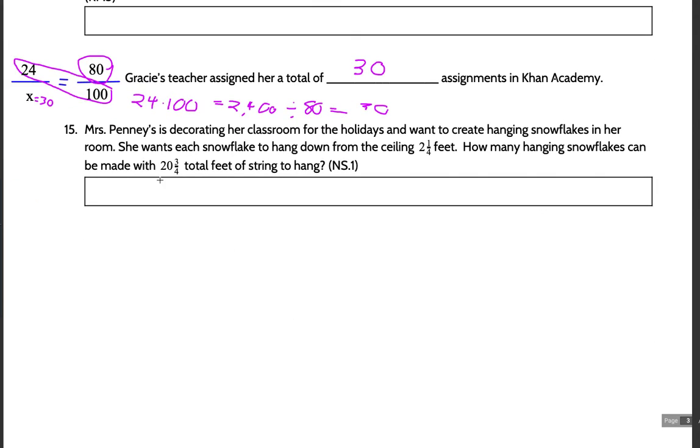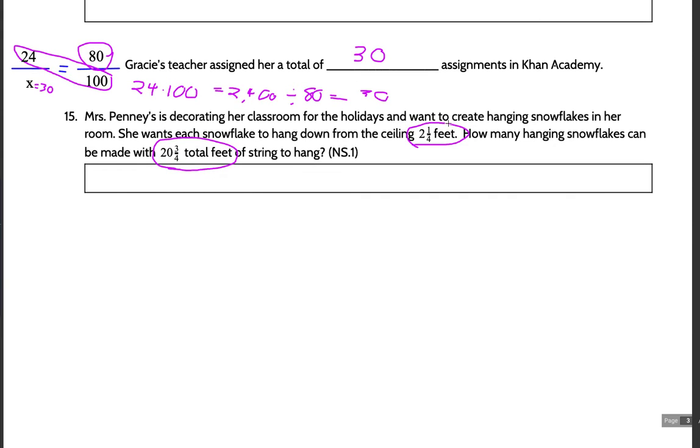And finally, Mrs. Penny is decorating her classroom for the holidays and wants to create hanging snowflakes in her room. She wants each snowflake to hang down from the ceiling 2 1/4 feet. How many hanging snowflakes can be made with 20 3/4 total feet of string to hang? So this is how much string we have. And we want to make a bunch of smaller pieces of string, right? So we can hang things from the ceiling this long. So this is a division problem with fractions. We've got to take this and divide it up. How many times can you take 20 and cut it up into 2 1/4 feet?